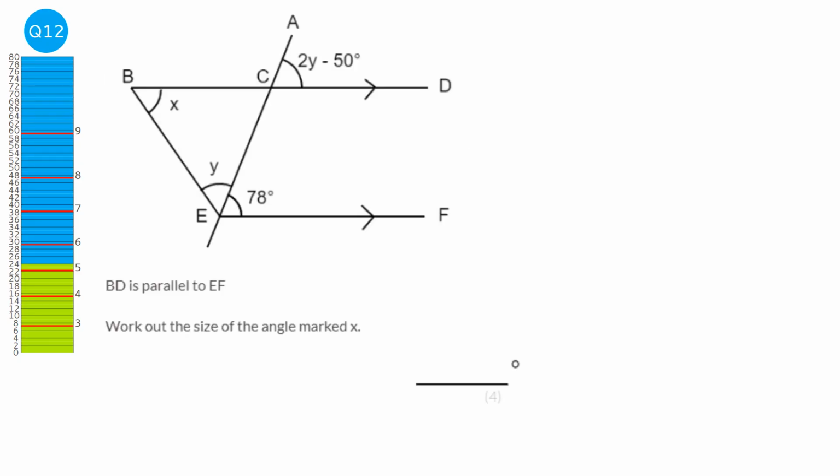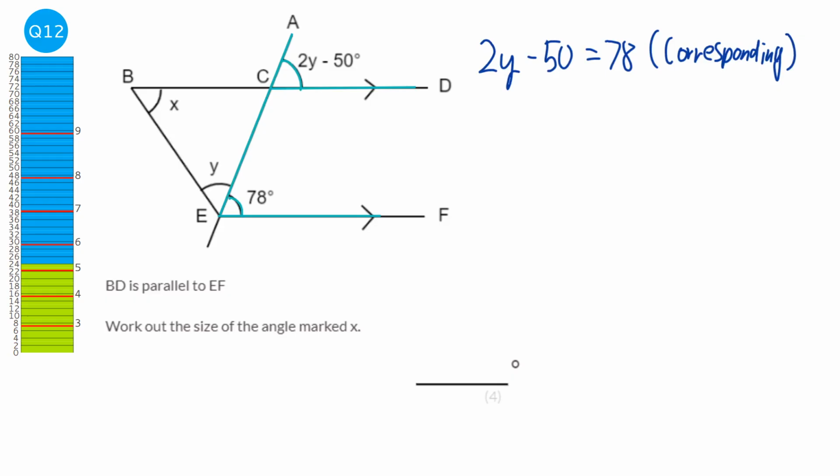To find out what the value of x is, we first of all have to find out what the value of y is. And we can notice that we've got two sets of parallel lines here and here, and a line going through them. And we've got these F angles, which we have to call corresponding angles. So we know that 2y minus 50 is equal to 78. And we must write down the reason, so corresponding angles, and corresponding angles are equal.